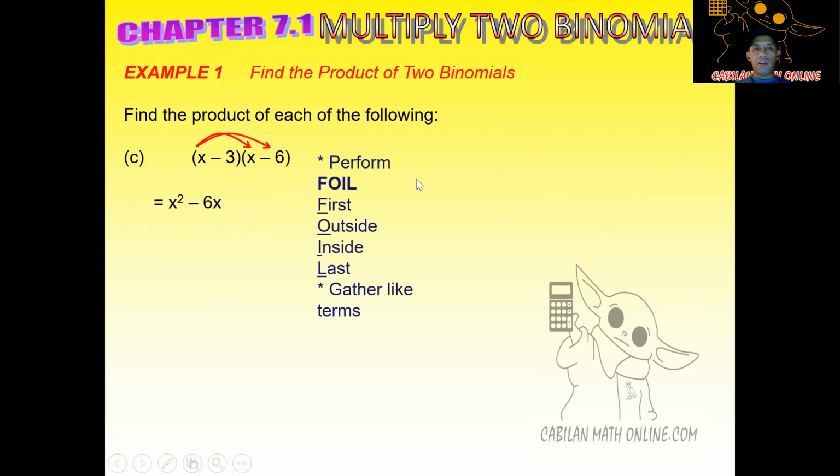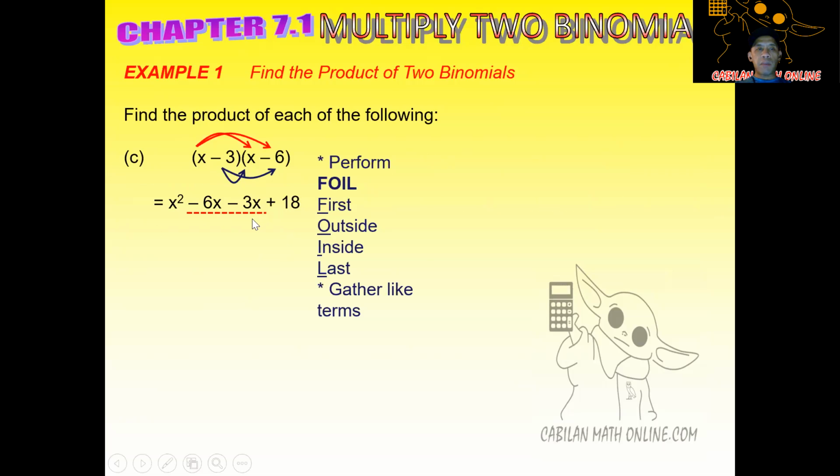Now, for this one over here, this time we're multiplying negative 3 to the x and the negative 3 to the negative 6. Now, negative 3 times x is going to give us negative 3x. But remember, when you multiply a negative to a negative, that's going to give you a positive. So when we multiply this negative 3 to the two terms in the other bracket, it's going to give us negative 3x plus 18. And last but not least here, gather the two middle terms.